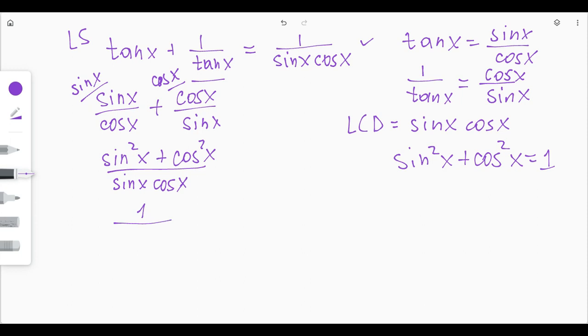So it becomes 1 over sine x times cosine x. Now you see that this is exactly the same thing as what we see on the right side. Left side equals right side, which means that the identity has been proven.